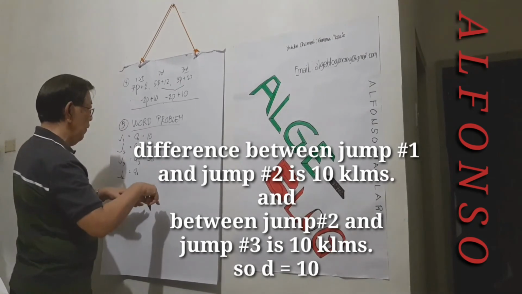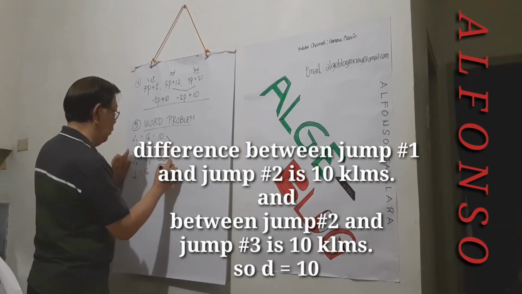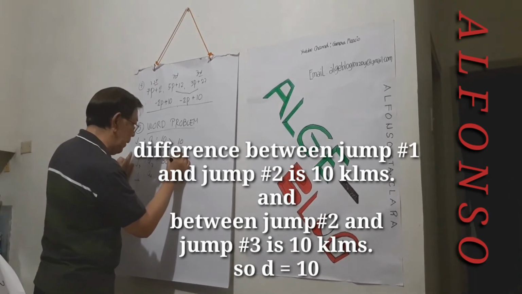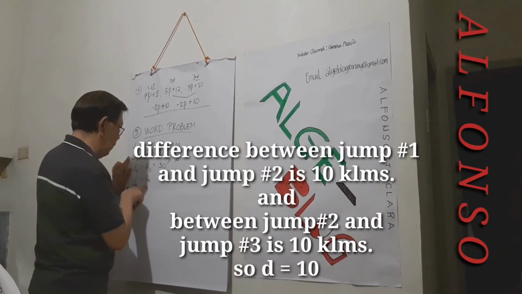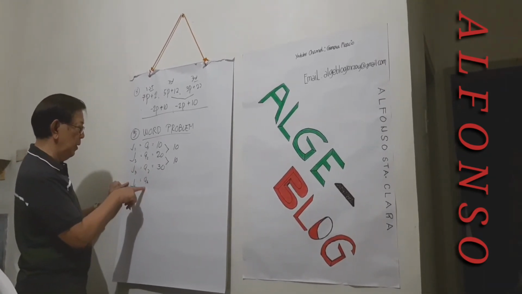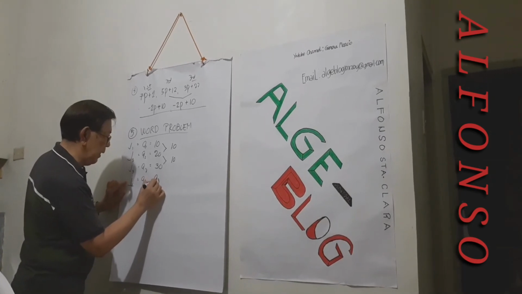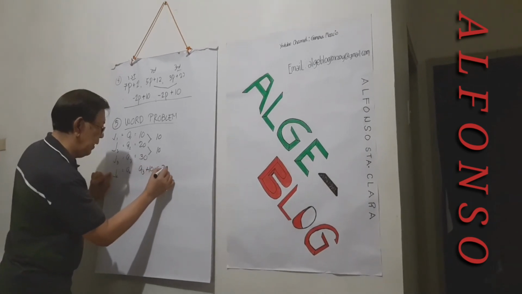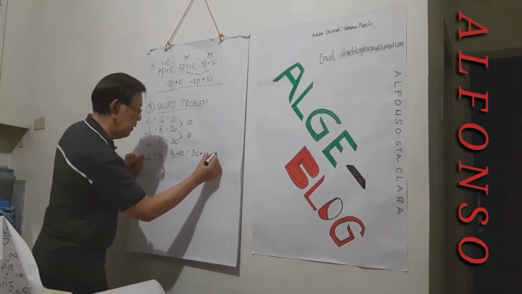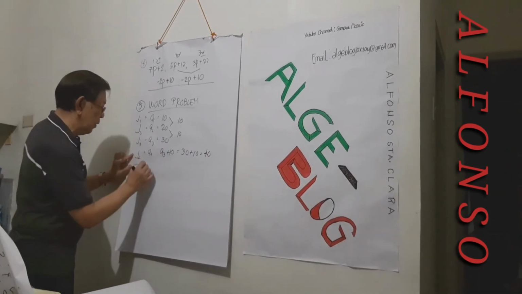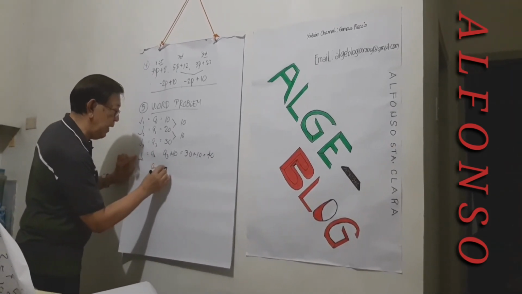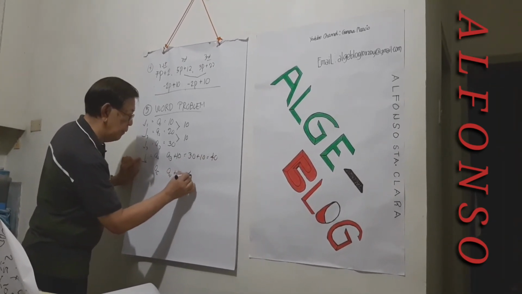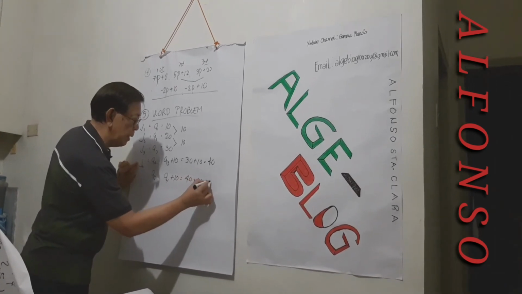So you find the difference between these, which is 10. To find the next jump, you do A3 plus 10, which is 30 plus 10 equals 40. His next jump, A5, is A4, which is now 40, plus 10. So you come up to 50.